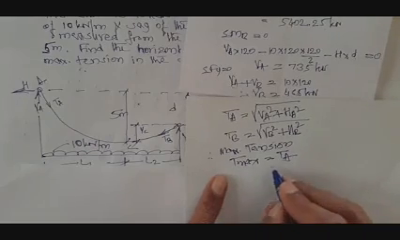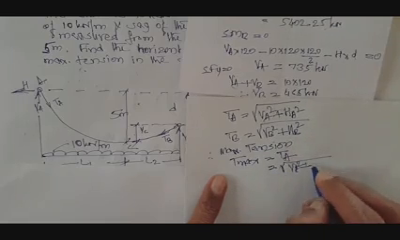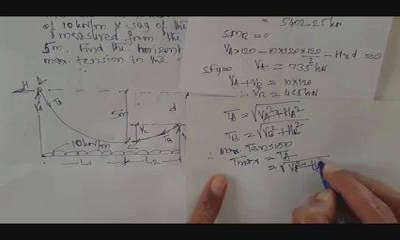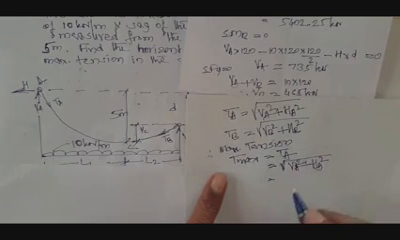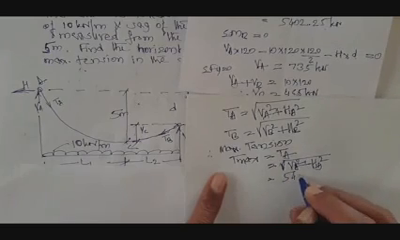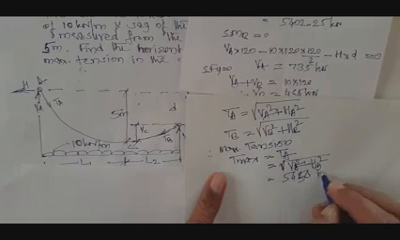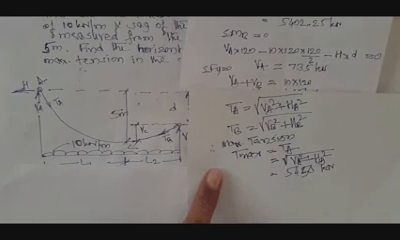What is this TA? This is equals to root of VA square plus HA square. If you substitute the values of VA and HA and simplify, you will get 5450 kilonewton. So this is how you need to calculate T maximum.